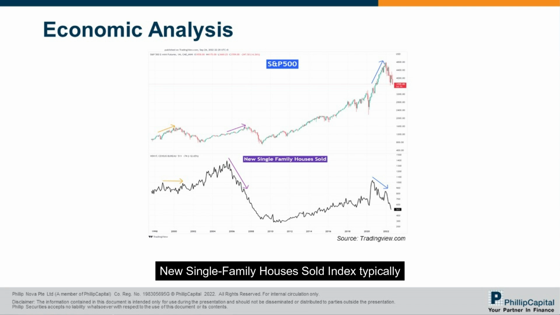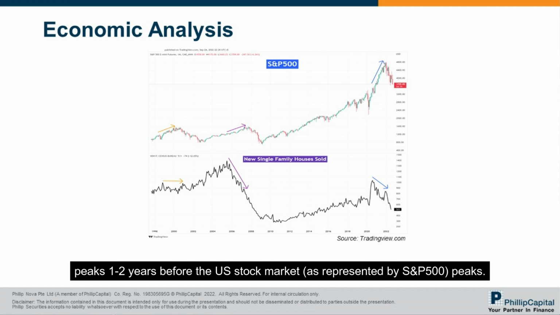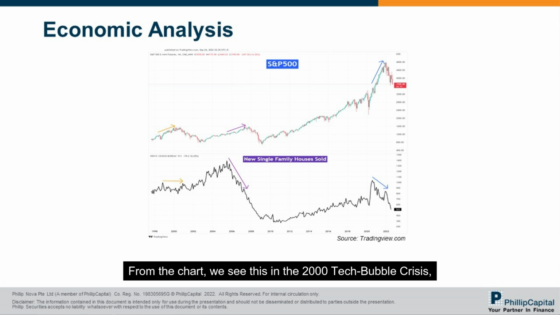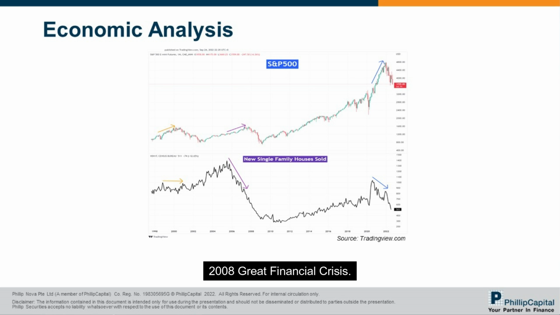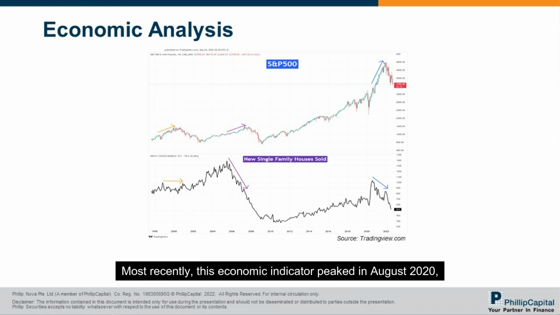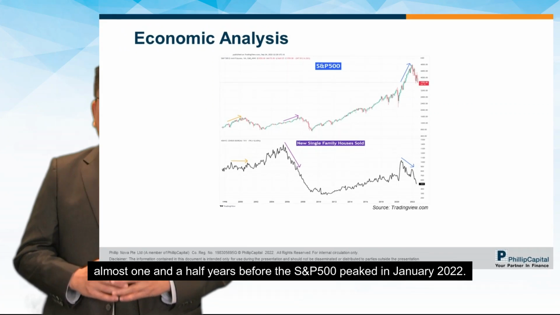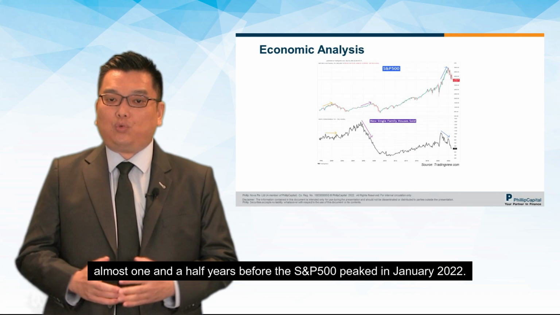The new single-family houses sold index typically peaks 1 to 2 years before the US stock market, as represented by the S&P 500, peaks. From the chart, we see this in the 2000 tech bubble crisis and the 2008 great financial crisis. Most recently, this economic indicator peaked in August 2020, almost 1.5 years before the S&P 500 peaked in January 2022.